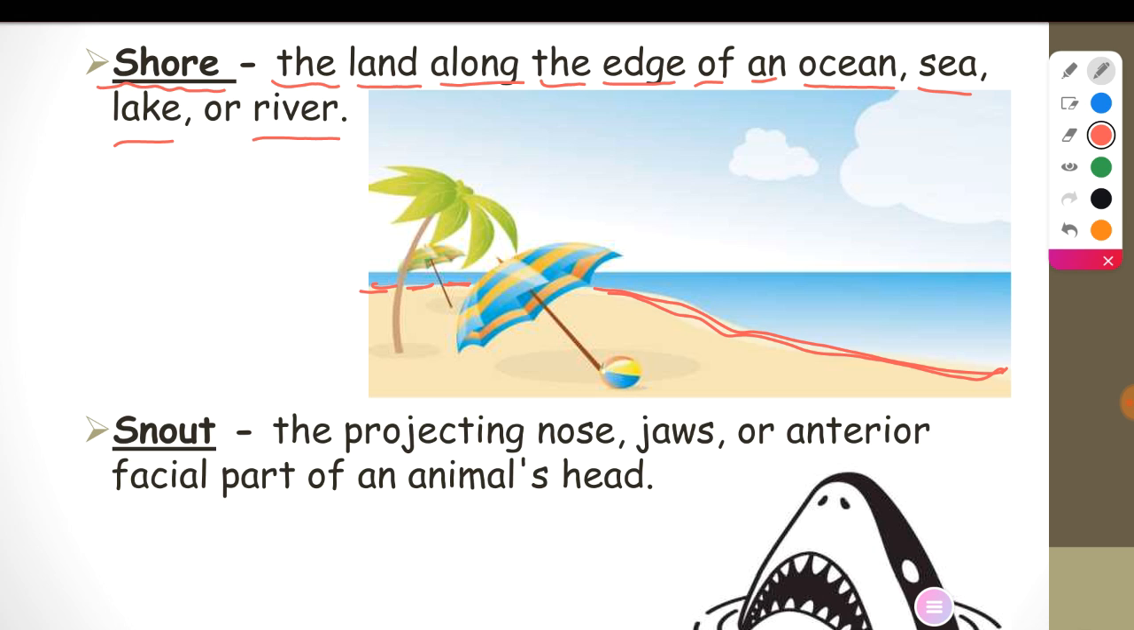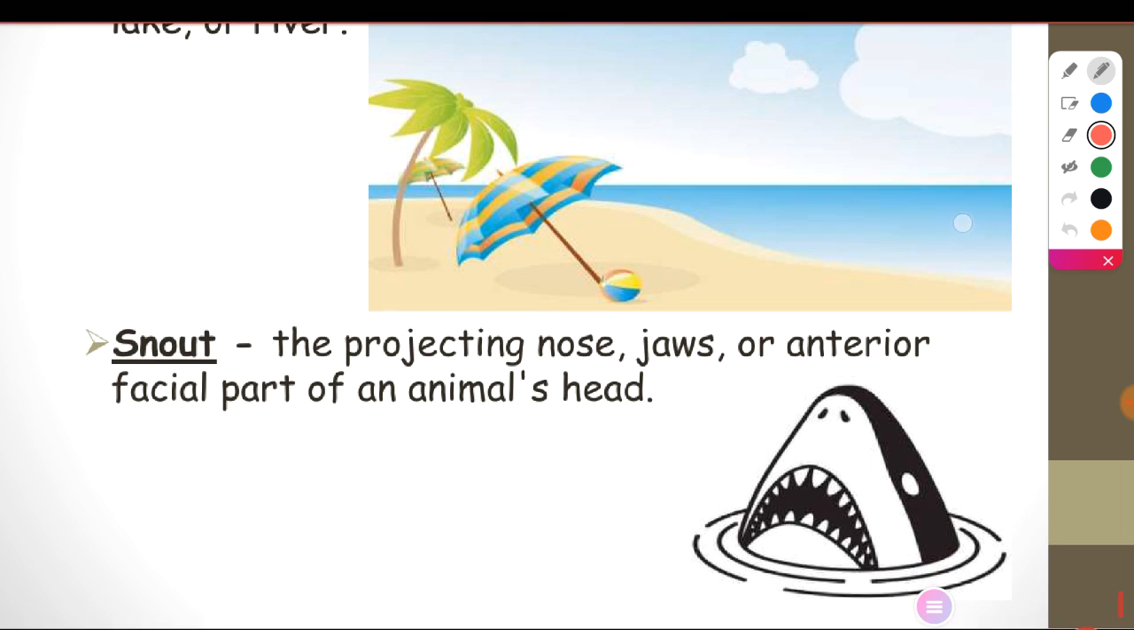Are we done in here? Next, the last picture, the last word. Here it explains to you what a snout is. This is also one of the parts of the fish. Let me show you here. What do we mean by snout? What is a snout? Later I will show you where it is.